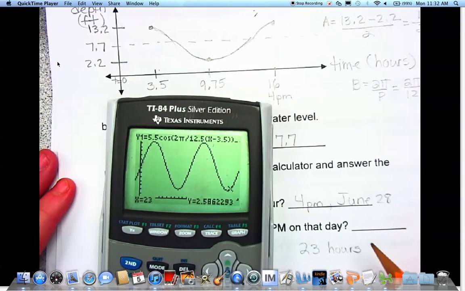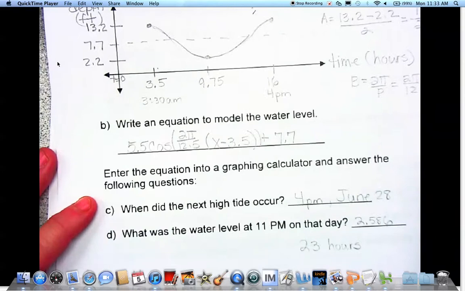So what is the depth of the water at 11 p.m.? 2.5. 2.586 feet.